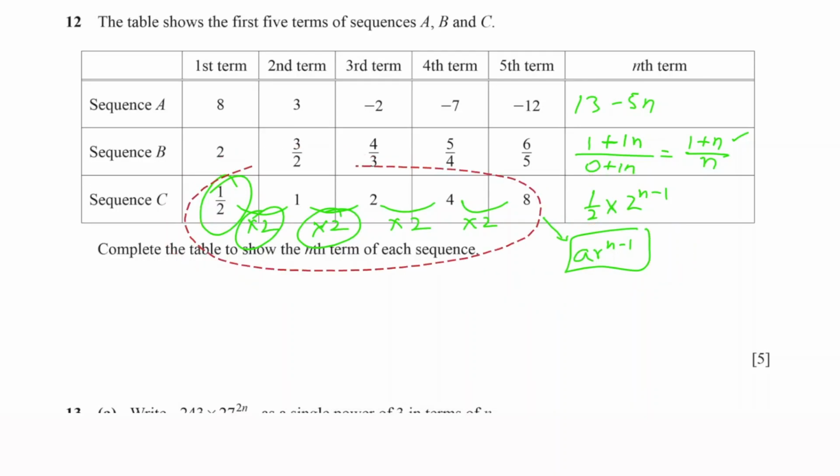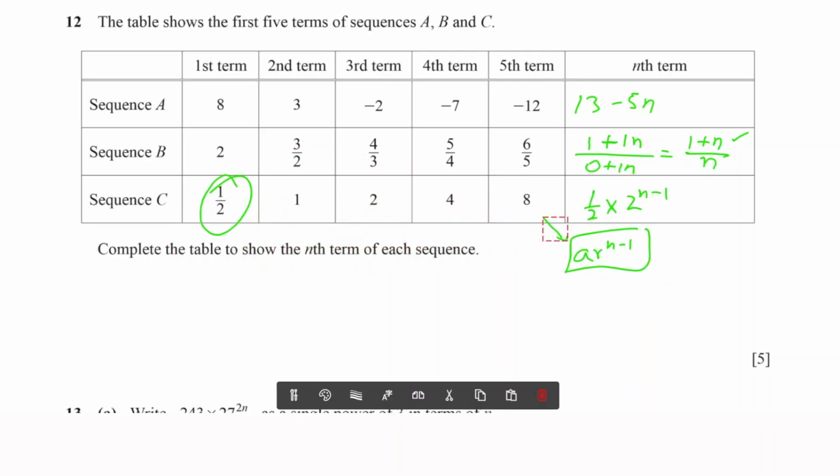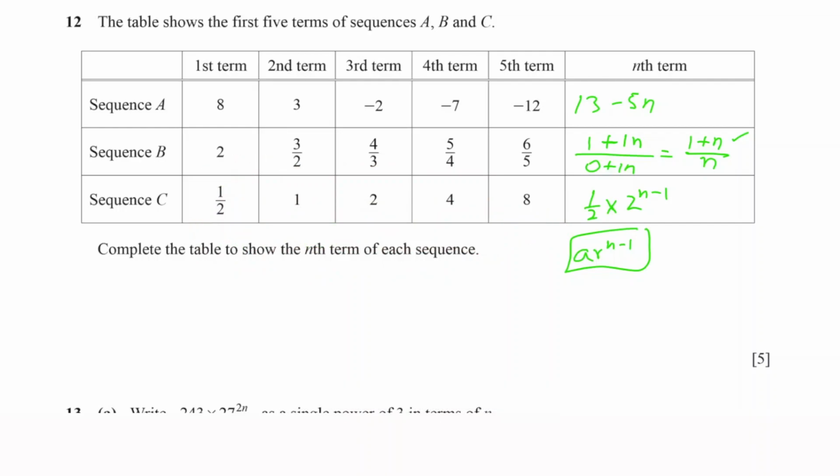You can easily do it using the geometric sequence formula, and you should remember this one. I will not erase that one. So use this formula a into r to the power n minus 1. Okay, so we are done with the question. Let's move on.